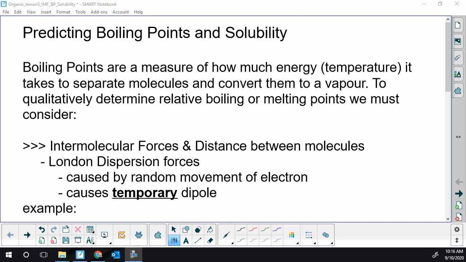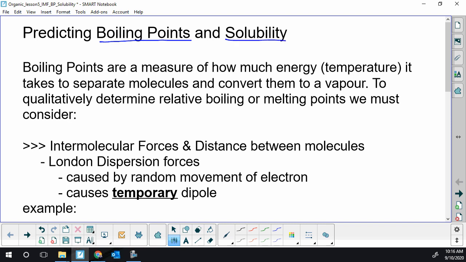So there's two main themes that we want to get to. We're going to deal with predicting boiling or melting points first. They always work the same. So if something has a higher melting point compared to something else, it always has a higher boiling point. And then we'll deal with solubility.